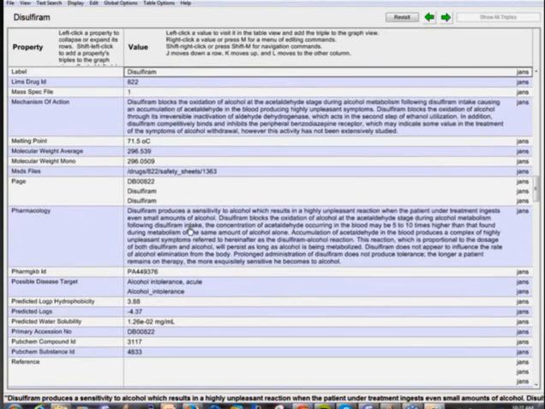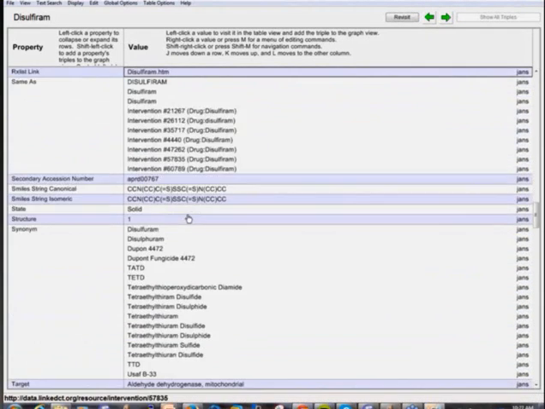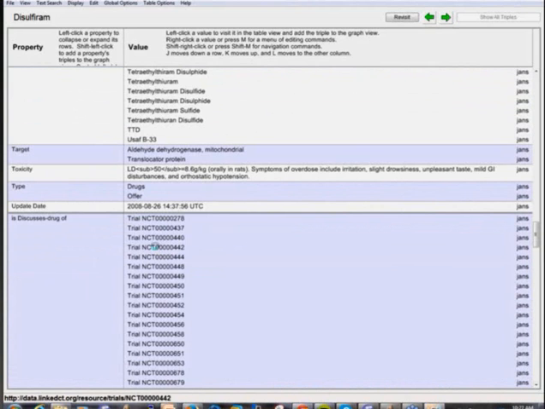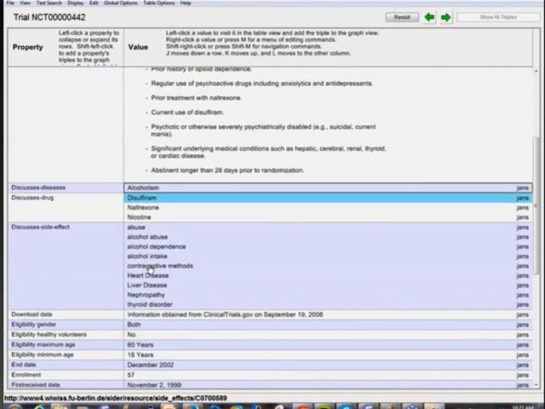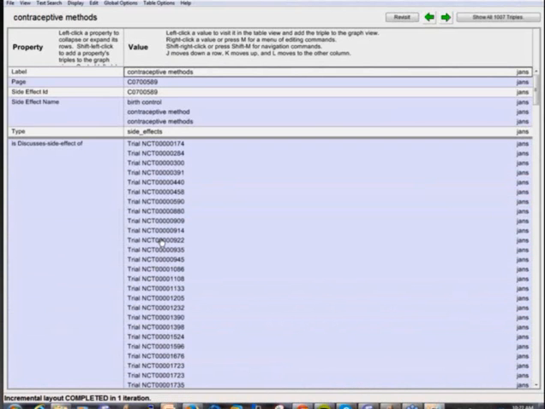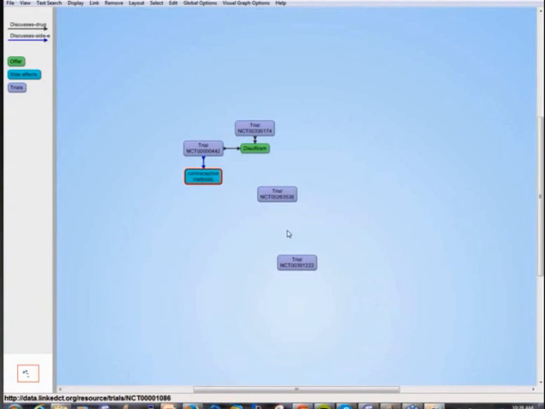pharmacology, the mechanism of action. I could look at other clinical trials that talk about this particular drug. I could go into particular side effects or diseases, and here is the disease database. Anyway, you get the point. I can go on and explore that.